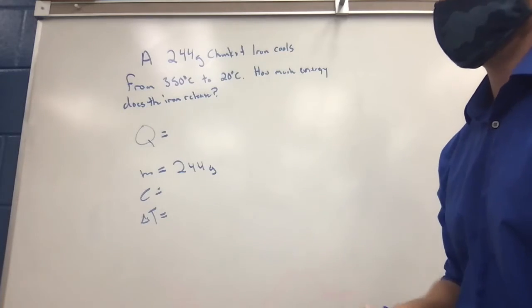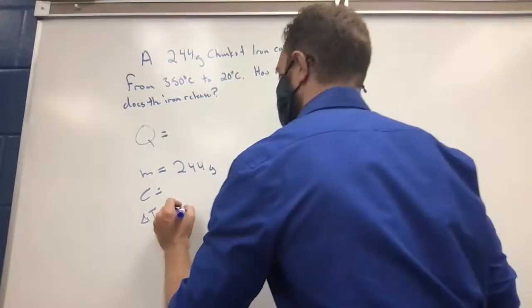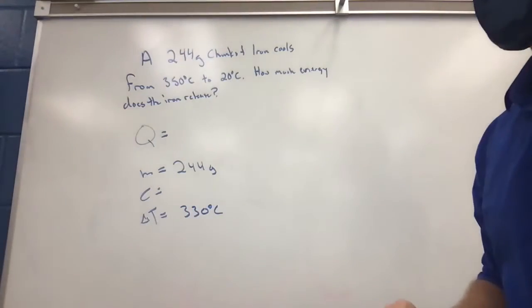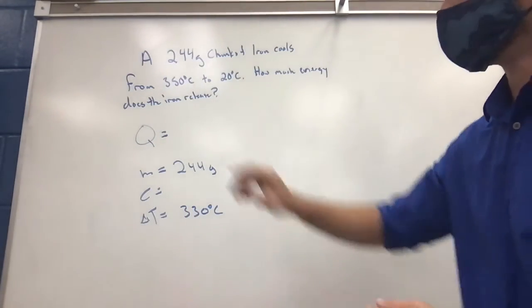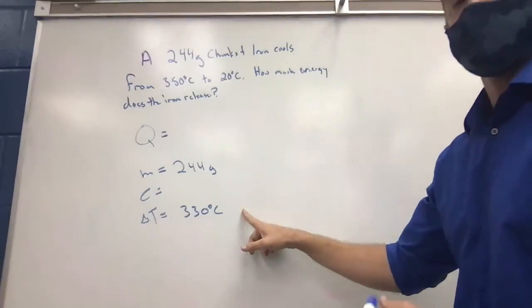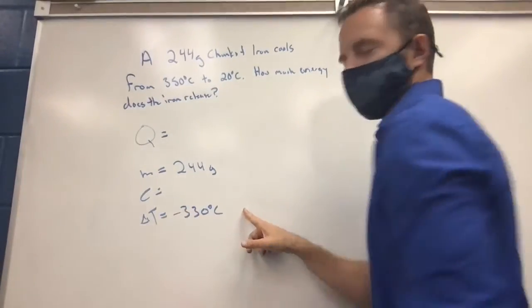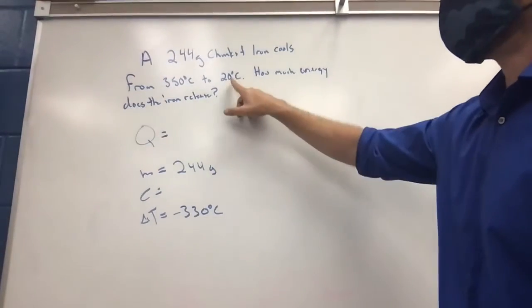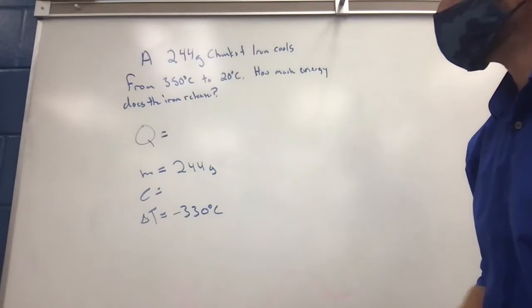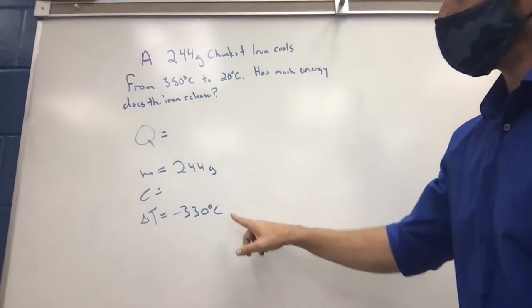From 350 to 20. So it is almost 330 degrees Celsius. There's something slightly wrong with that. We went from 350 to 20. So it's not 330, it's negative 330. So final minus initial. So 20 minus 350, that'd be a negative 330.